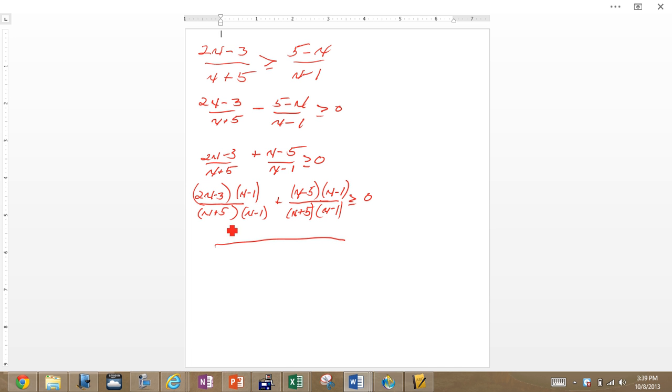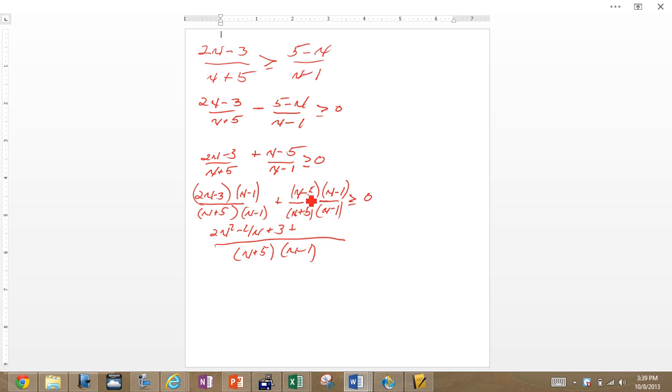Now, I can expand this, put it on this common denominator, x plus 5, x minus 1. Expand this out by FOIL method. 2x squared, minus 1x, minus 3x, it's minus 4x, plus 3. Check that again. 2x squared minus 2x minus 3x is minus 4x, plus 3.